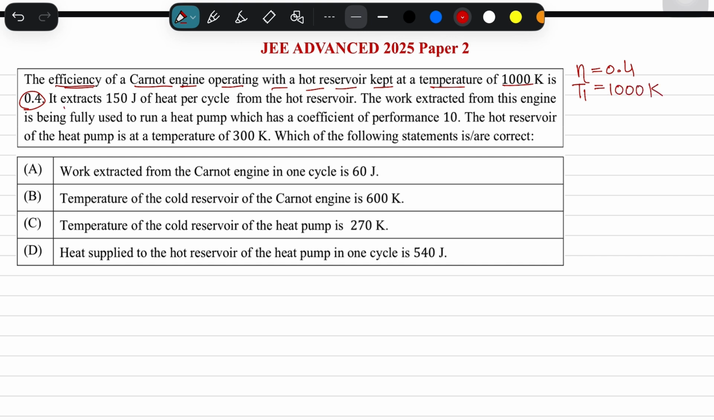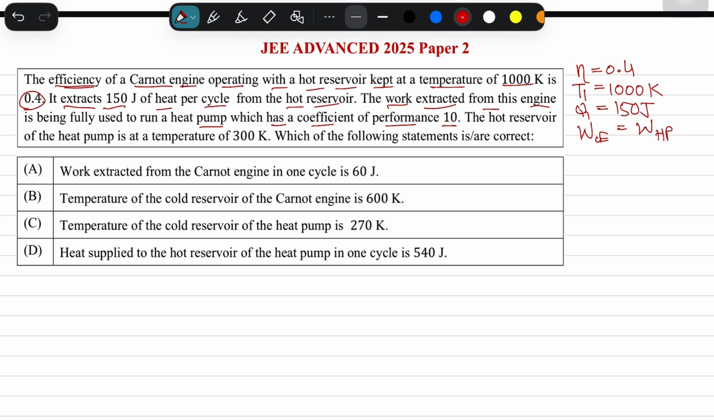Next thing, it extracts 150 joule heat per cycle from the hot reservoir. So we can say that the heat extracted from the hot reservoir is Q1, so Q1 is equal to 150 joule. Next thing is given as work extracted from this engine is being fully used to run the heat pump which has the coefficient of performance 10. So work extracted from the Carnot engine is directly used as the work done in the heat pump.